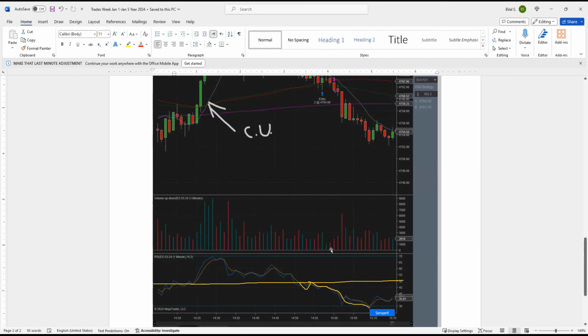But let's just say it hit the 50 and then you got in, and then it hit the 50 up here. Then the chances of it going up are more in your favor.